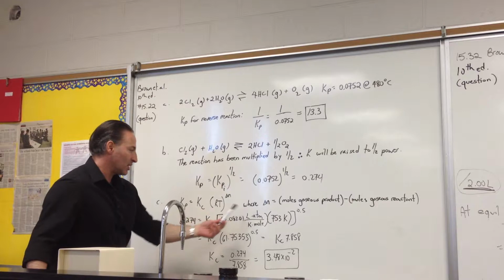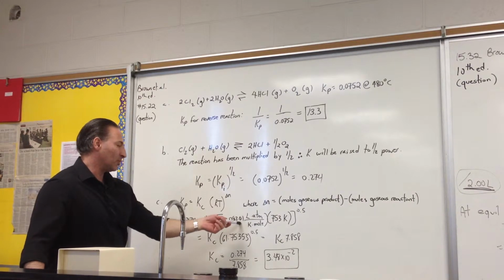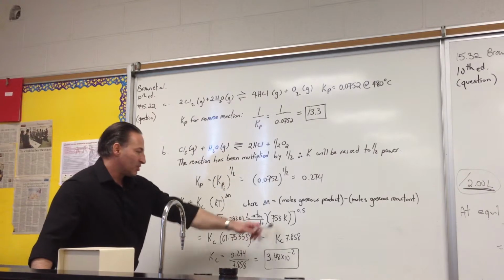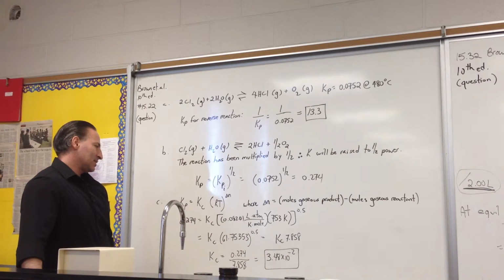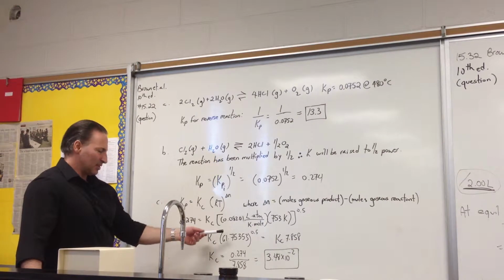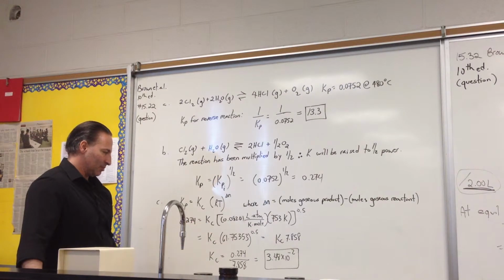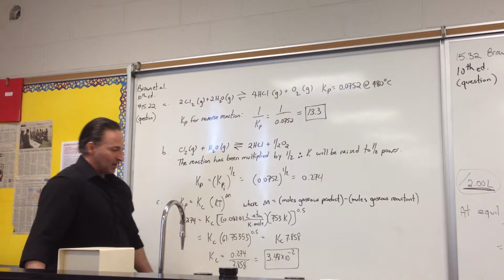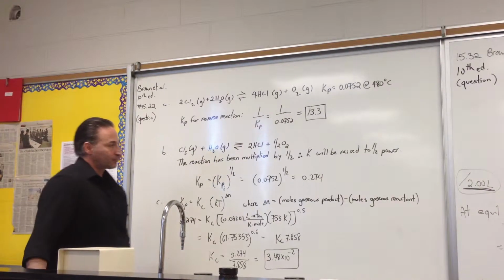So we enter in the values. The value of R is 0.0821 liter atmospheres per Kelvin mole. Temperature is in Kelvin. Kelvin cancels and we get an answer in liter atmospheres per mole. But we typically don't include units when we report values of K. And the final value is 3.48 times 10 to the minus 2.